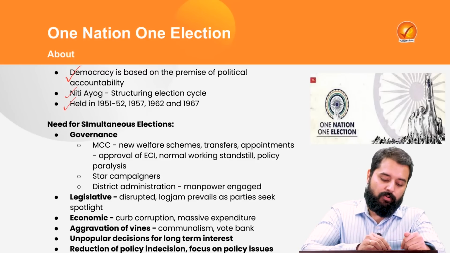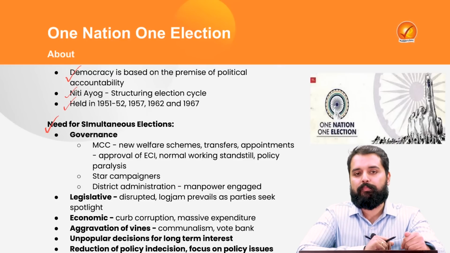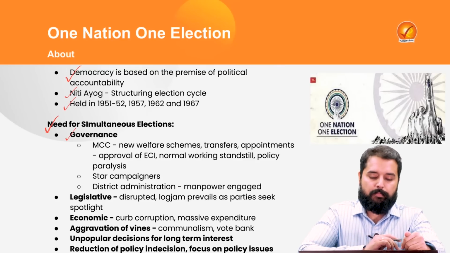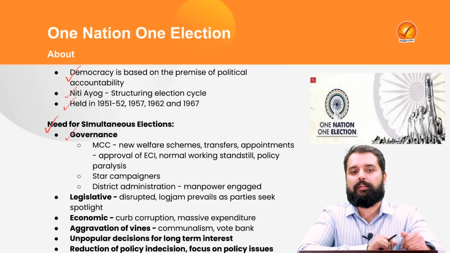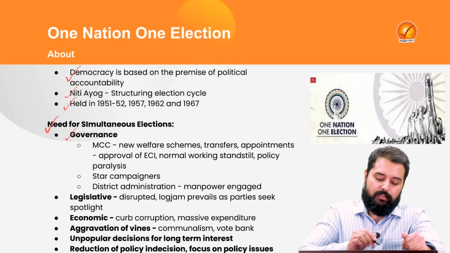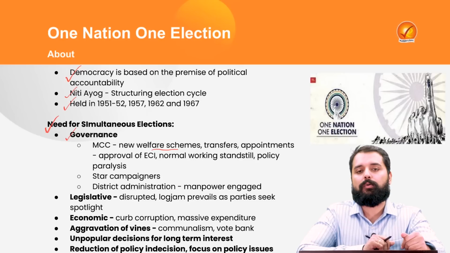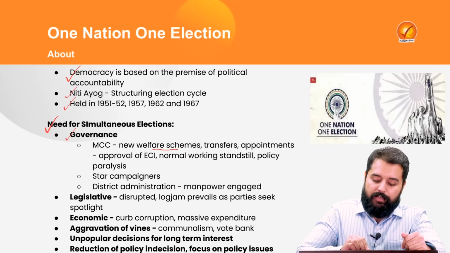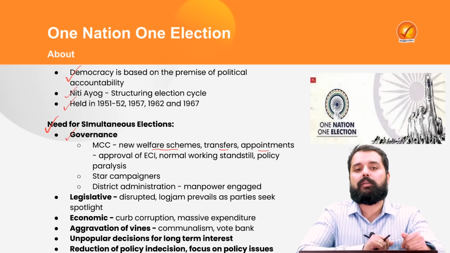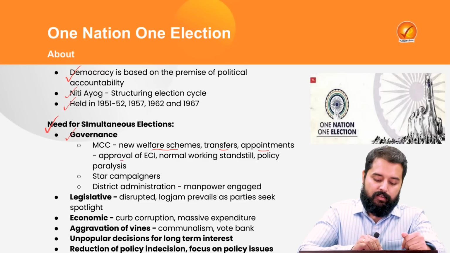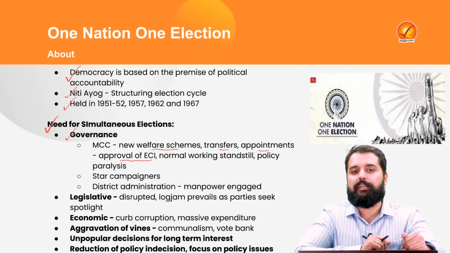Now, what is the need for conducting simultaneous elections? We can look at it from the governance aspect, because whenever elections are conducted, the model code of conduct is imposed. And when there is model code of conduct in place, then the government is constrained from announcing new welfare schemes. It cannot bring in new schemes, and even the transfers and appointments are also put on hold. The transfers, appointments of the public servants, even IAS officers, they require the approval of the Election Commission of India.